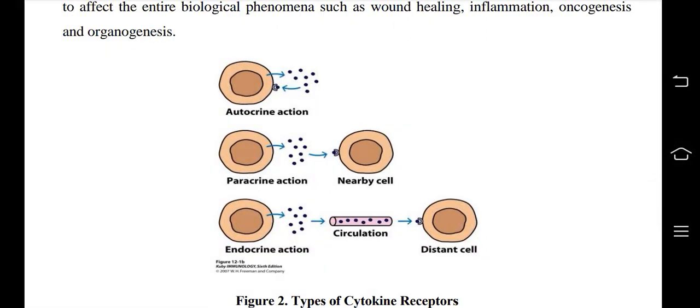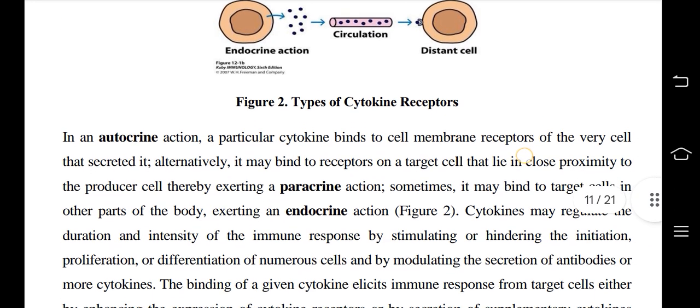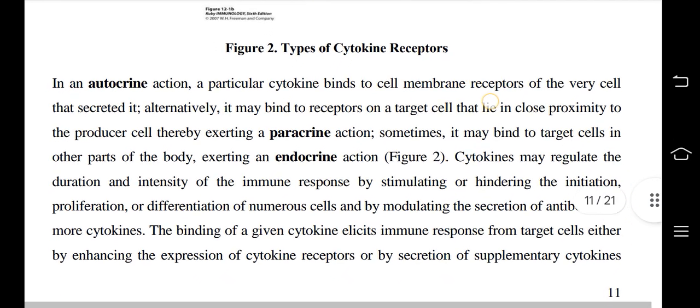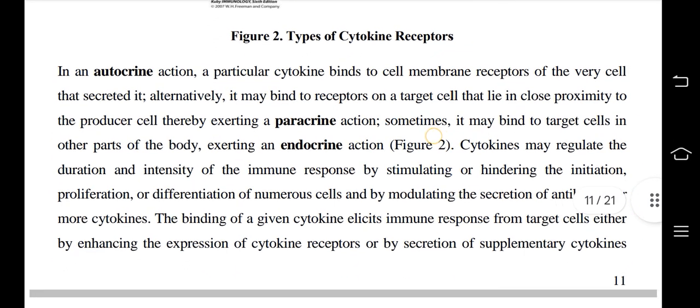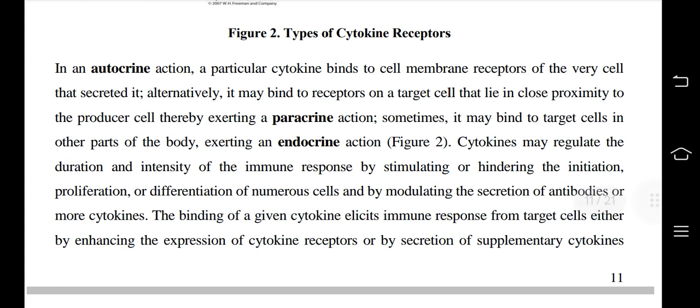Autocrine action, paracrine action to the nearby cell, endocrine action to the circulation, distant cell. Types of cytokine receptors. In an autocrine action, a particular cytokine binds to cell membrane receptors of the very cell that secreted it. Alternatively, it may bind to receptors on the target cell that lie in close proximity to the producer cell, thereby setting up paracrine action. Sometimes it may bind to target cells in other parts of the body, exerting an endocrine function or action.